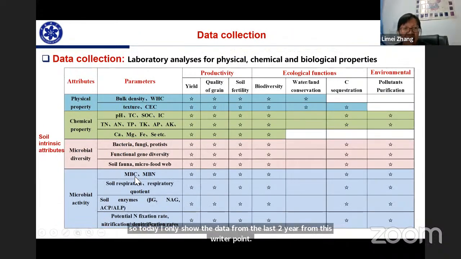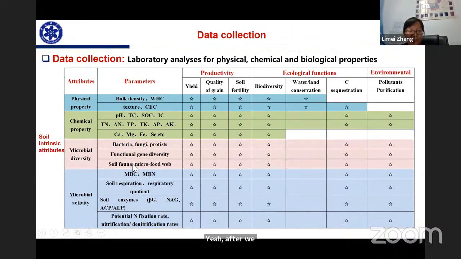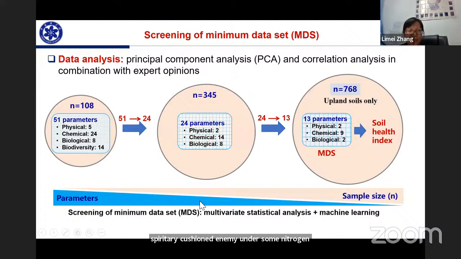After we got these soil samples, we did a lot of measurements in the laboratory for soil physical and chemical properties, and also did a lot of microbial diversity analysis and microbial activity, including microbial biomass carbon, nitrogen, soil respiratory quotient, enzymes, and some nitrogen transformation process rates, something like this. And there are so many parameters.